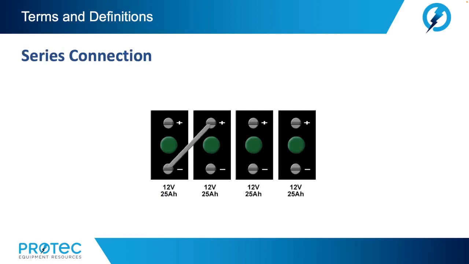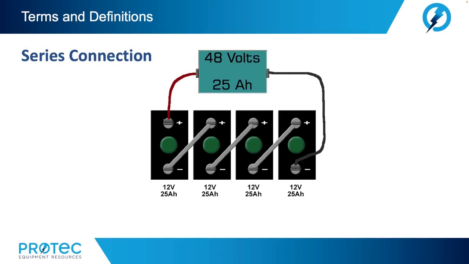Now, we should also understand the difference between series and parallel connections. A series connection is made when connecting from a positive terminal on one battery to a negative terminal on another battery or cell. This is typically the connection that we see within a battery string. In a series connection, the cell voltages will add, but the ampere hours will remain the same. For example, as we see here, 4 12-volt 25 ampere hour units connected in series would result in 48 volts, but still 25 ampere hours.